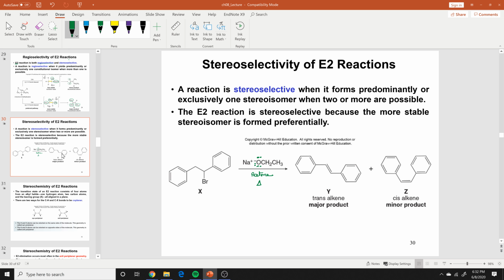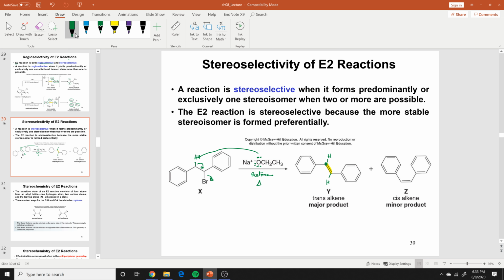The base is going to take this beta hydrogen, it's going to form a double bond, and the bromine is going to leave. So the only double bond formed is between those two carbons. This is going to be my double bond in there. Now, around this double bond, on this carbon I have a hydrogen and the benzene, which are different. And on this carbon, I have a hydrogen and a benzene. They are different. So there is a possibility of two stereoisomers, which is the trans and the cis.